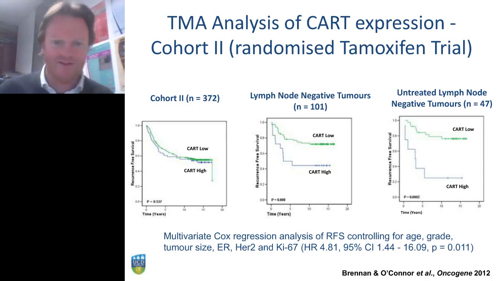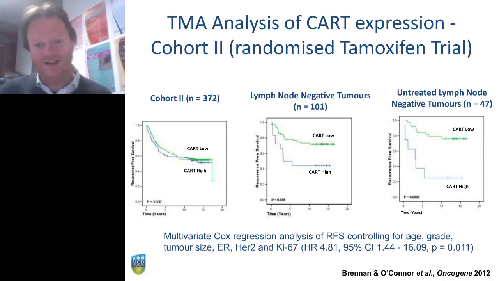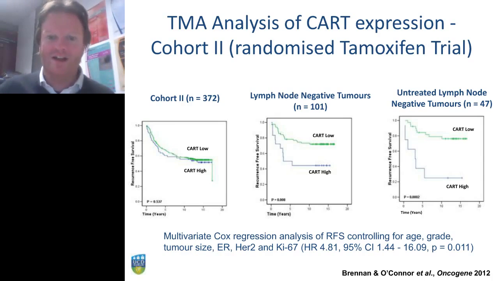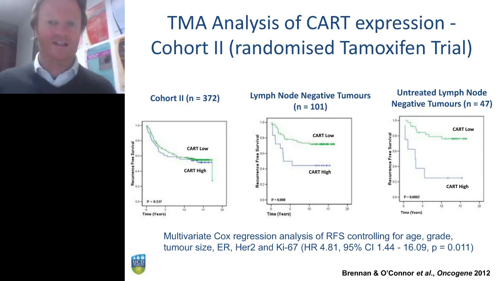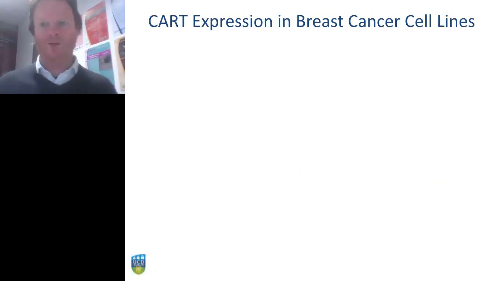For this cohort and for the previous cohort, we performed a multivariate Cox regression analysis, controlling for age, grade, tumor size, ER status, HER2 status, and Ki67, and in all cases, CART is an independent prognostic indicator in both of these cohorts, both in postmenopausal patients across the board, and in lymph node negative premenopausal patients, and certainly in this case with a hazard ratio of 4.81 for high CART expression compared to patients that had low CART expression.